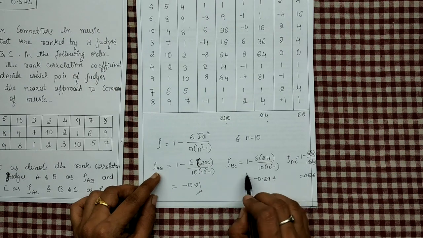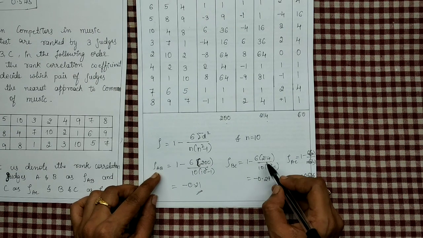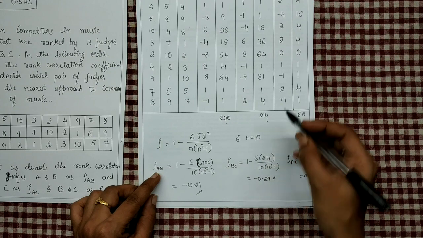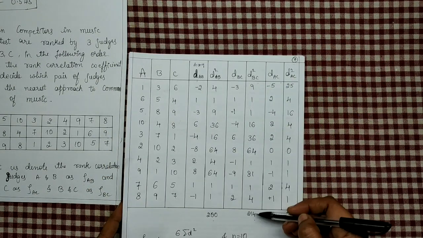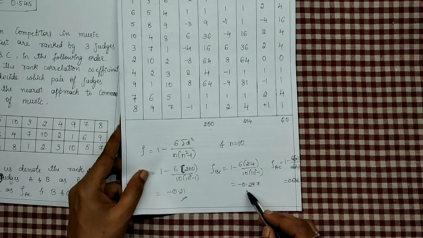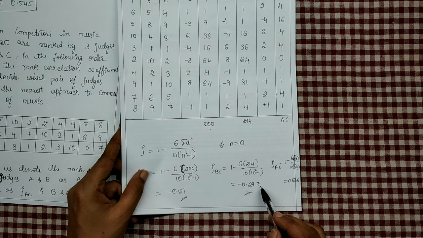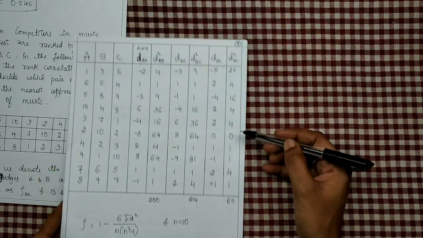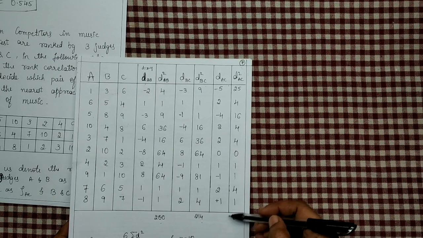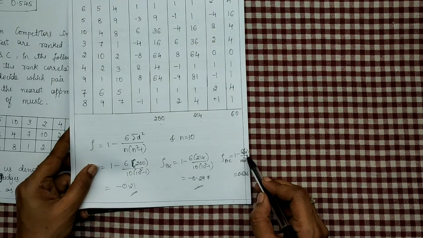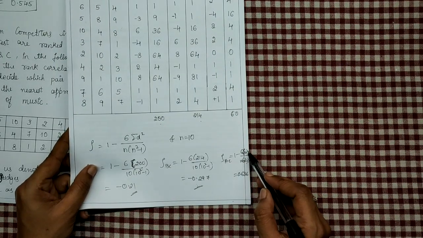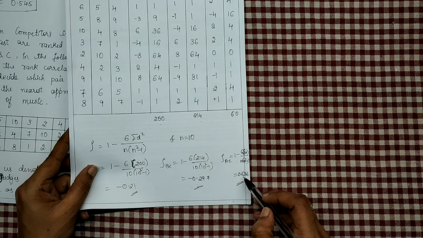In the second case, that is rho BC, here I have to substitute D square BC. What is D square BC? D square BC is 214. I have substituted 214 and simplified, and I have got minus 0.297. Similarly, what is D square AC? When you sum it, it is 60, right? So in place of summation D square, I have substituted 60 and I got 0.636.